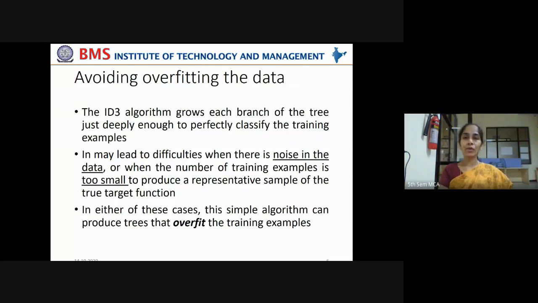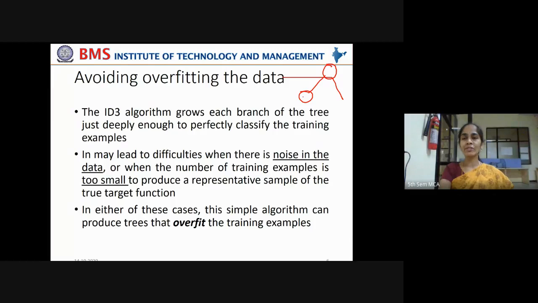Now, how to avoid overfitting the data? The ID3 algorithm grows each branch of the tree just deeply enough to perfectly classify the training examples, right? So when you take the ID3 algorithm, it starts with the root node. A condition is checked. If the condition is yes, do something, or no, do something. Means to classify the training examples.